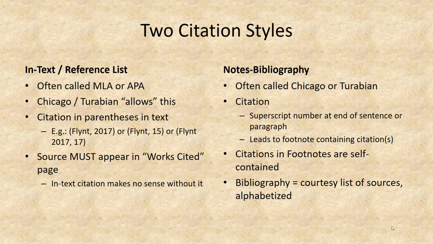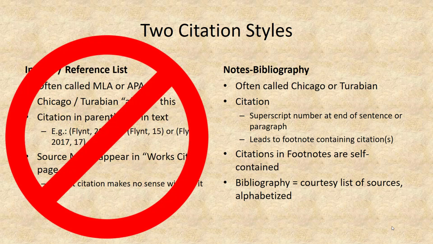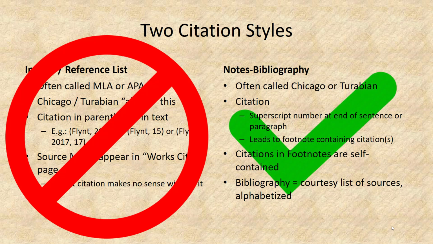Footnote citations are self-contained. A short paper doesn't really need a bibliography, but yours does because this is a methods class. A bibliography is an alphabetized list of all the sources you used in your paper. It is a courtesy to readers who want to understand at a glance the extent and kinds of sources you used. History does not use the in-text reference list style. History does use the notes bibliography style.